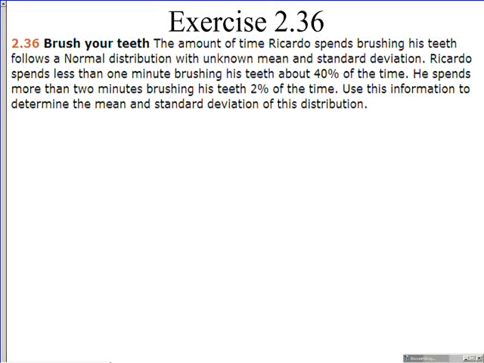The amount of time Ricardo spends brushing his teeth follows a normal distribution with unknown mean and standard deviation. Ricardo spends less than 1 minute brushing his teeth about 40% of the time. He spends more than 2 minutes brushing his teeth 20% of the time. Use this information to determine the mean and standard deviation of the distribution. So we know it follows a normal distribution, so let's start by drawing our normal curve.